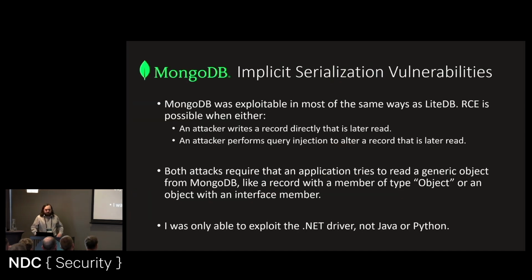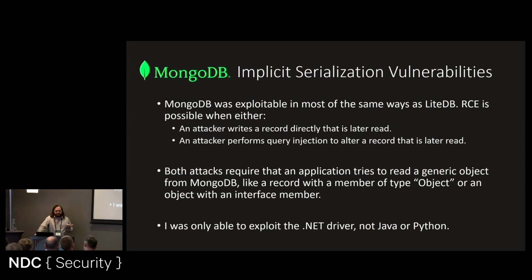So like LiteDB, with MongoDB, if you can get a malicious record into a database that then gets read, you've got RCE. Because MongoDB is often used in a client-server fashion, you can have one client write a malicious record to a database, a different client reads it, and you're getting RCE on that other client. Also, query injection lets you put malicious records in the database. That also lets you get RCE. Like I was saying, assignability is checked, which makes it a little more difficult to exploit, but in practice, it's actually usually not that hard.